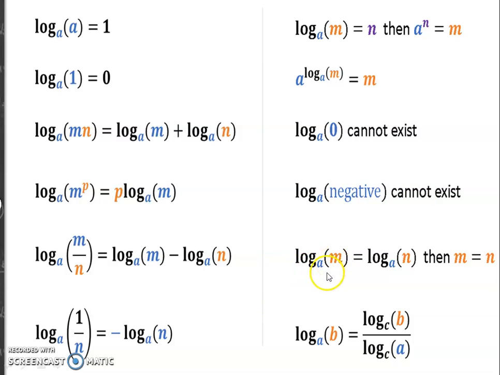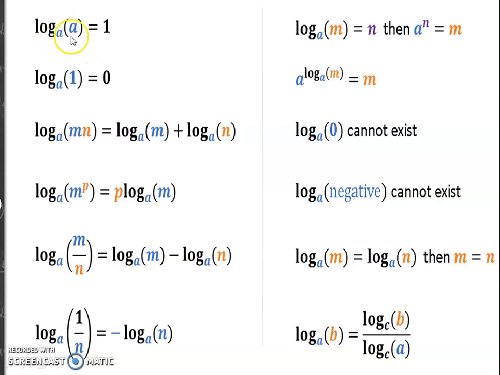If log m to the base a is equal to log n to the base a, that means if the bases are the same, then the numbers are equal, that means m is equal to n. This is most commonly called the change of base rule: log b to the base a is equal to log b to the base c upon log a to the base c. I explained these laws of logarithm, which are useful for the examples, so I revise them again.